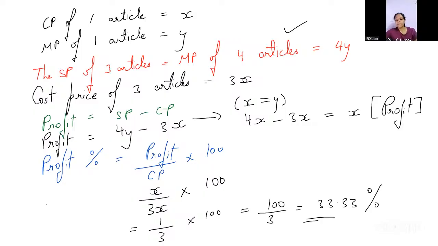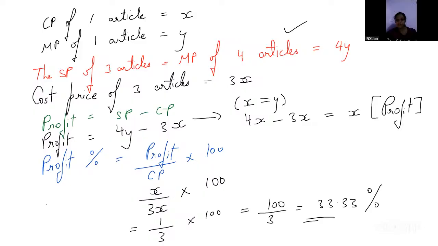Firstly, we assume that the cost price of one article is X and the market price of one article is Y. Now the question says the selling price of 3 articles is equal to the market price of 4 articles. When you have 4 articles, it becomes 4Y. Then your cost price of 3 articles is how much?